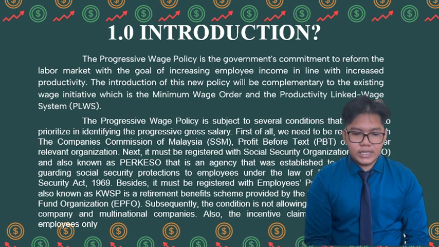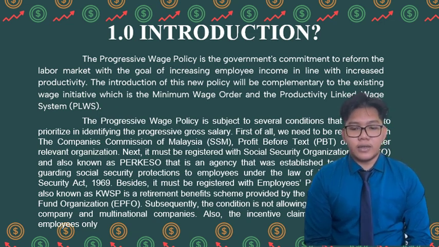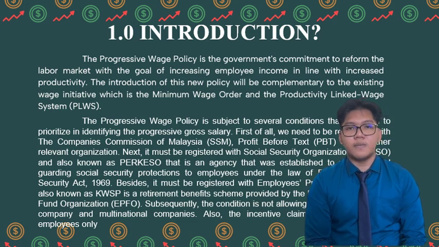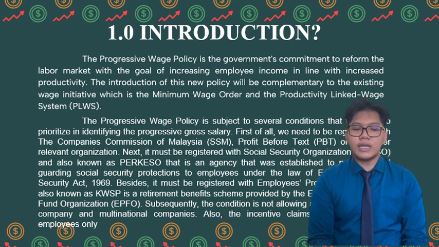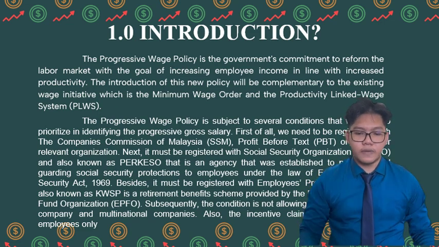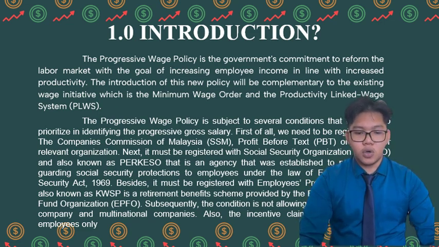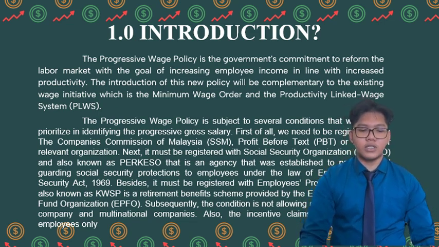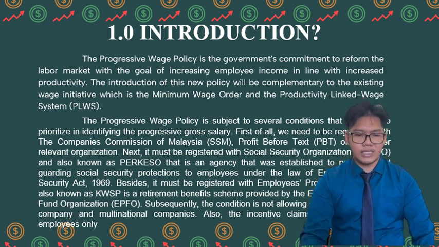The progressive wage policy is subject to several conditions that we need to prioritize. First of all, we need to be registered with Companies Commission of Malaysia (SSM), Profit Before Tax (PBT), or any other relevant organization. Next, it must be registered with Social Security Organization (SOSCO), also known as PERKESO. That is an agency that is established to provide Social Security protection to employees under the Employees' Social Security Act 1969.